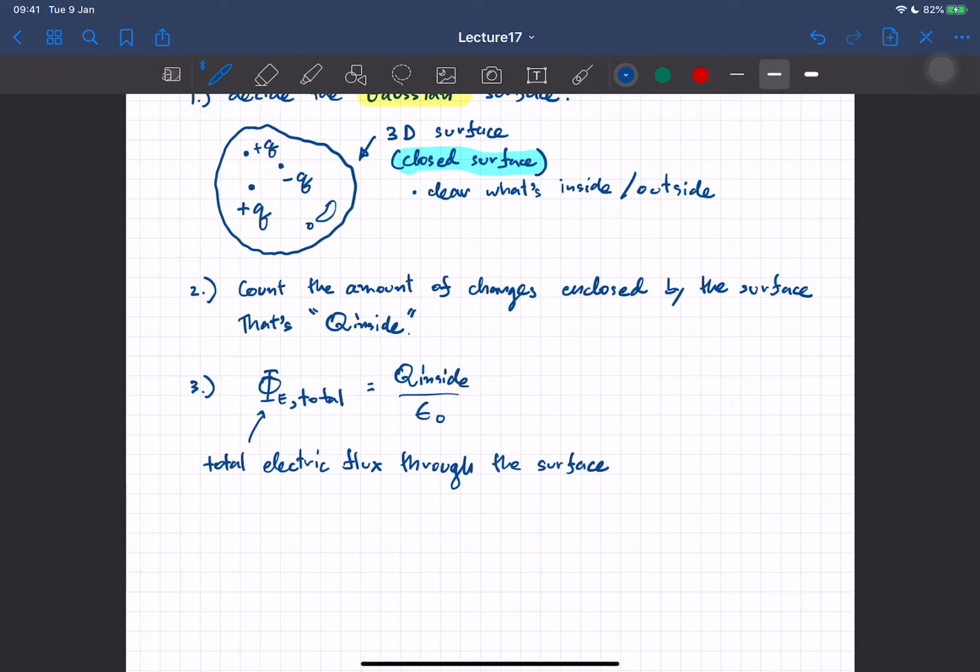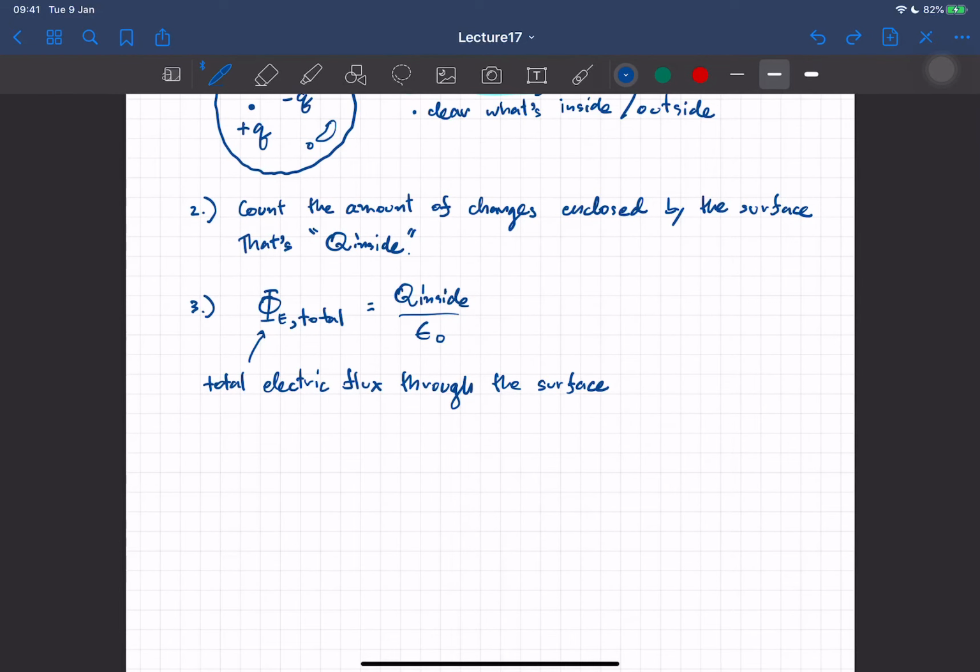Okay, so it's the total electric flux, which is electric field times the area through the surface that you chose. So the total electric flux depends only on the charge inside. It means that if you have multiple surfaces and they enclose the same amount of charge, then the total electric flux through the whole surface will be equal, because it depends only on q inside.